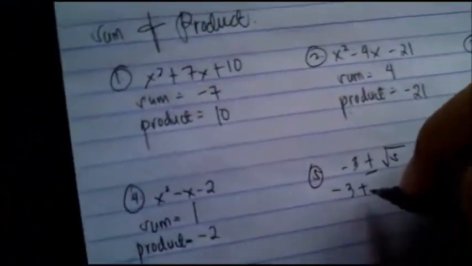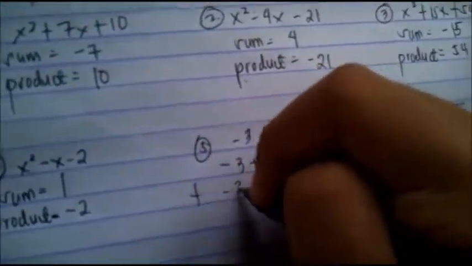For number 5, the equation given is negative 3 plus minus square root of 5. For the sum, negative 3 plus square root of 5, then plus negative 3 minus square root of 5 equals negative, they cancel each other.